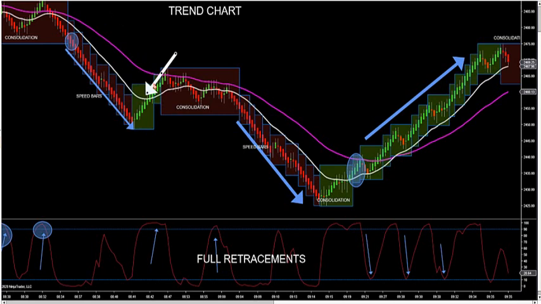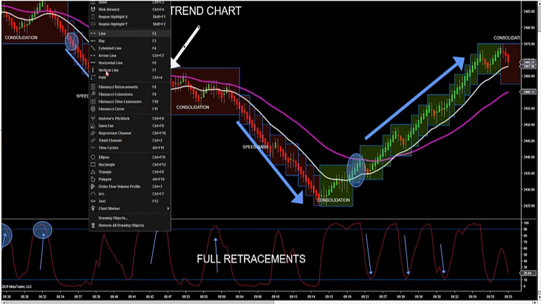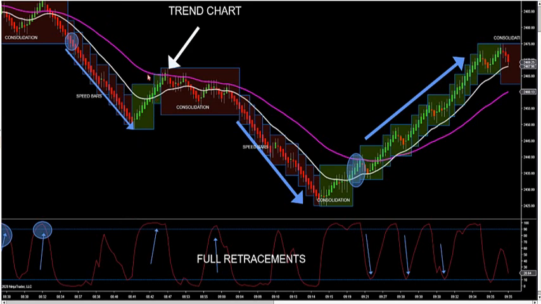Then we get another full retracement. I get a full retracement back up. I don't care about this speed box here because I'm against trend. Against trend is for amateur traders. It just tells you the market's really moving fast up. I want to take speed bars with trend direction only.